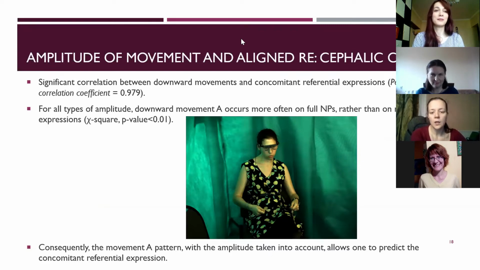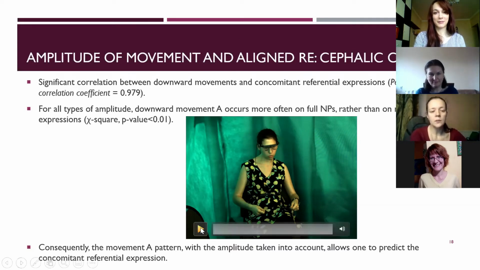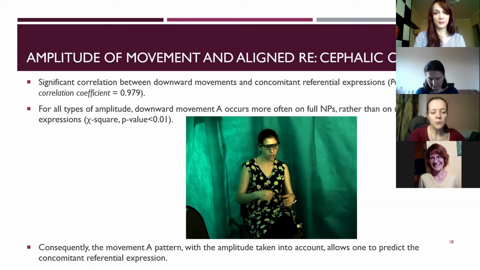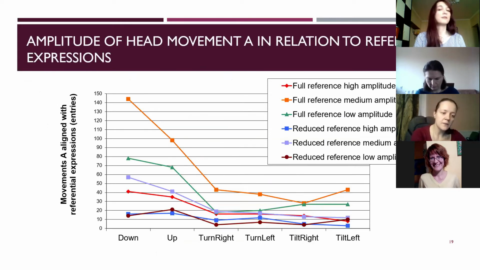We can illustrate by this. Please, this video to show how downward on the full reference works. "такой с карманом." Consequently, the movement type A pattern with the amplitude taken into account allows one to predict the concomitant referential expression. Here, the graphs show us all the types of amplitude and full and reduced references.